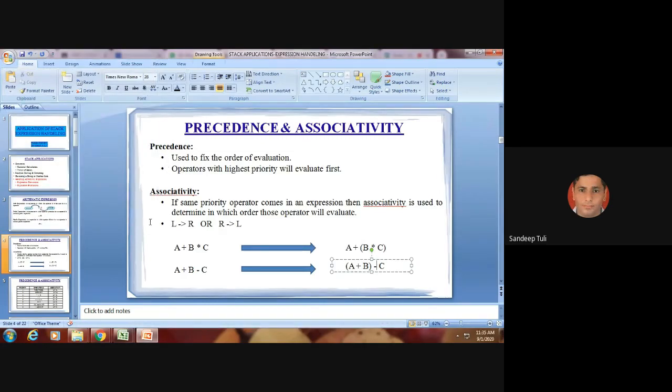What is precedence and what is associativity? Any doubt in this? Yes, sir.